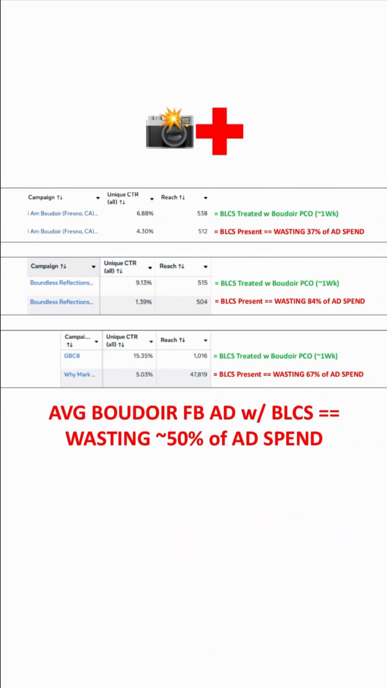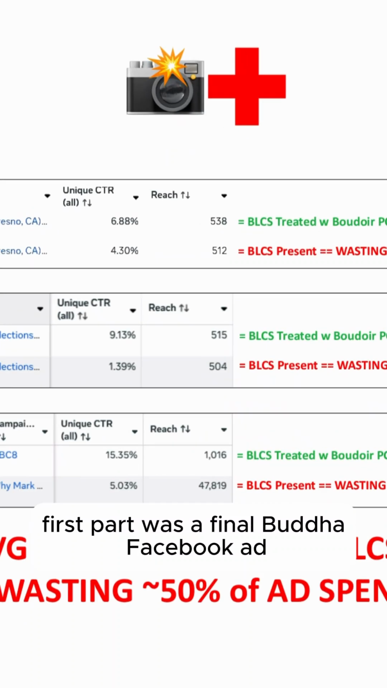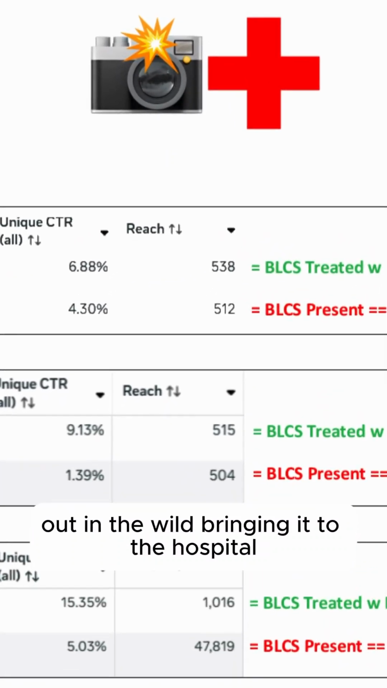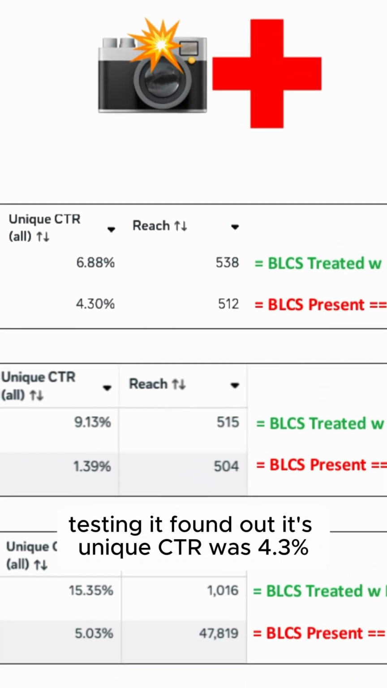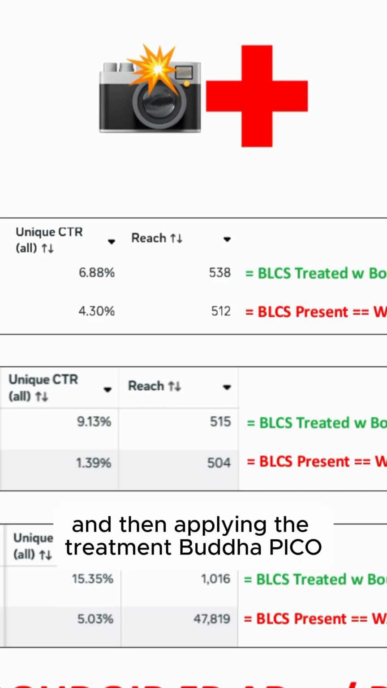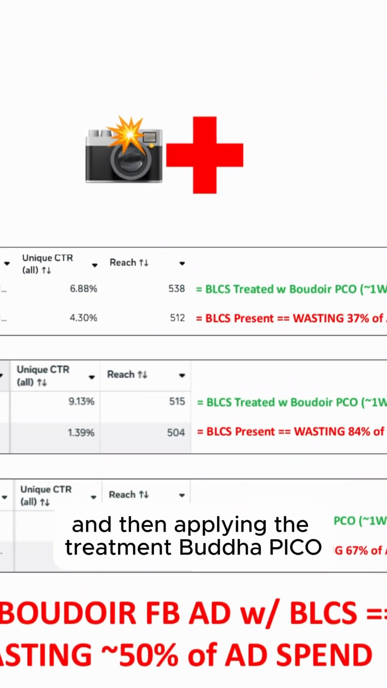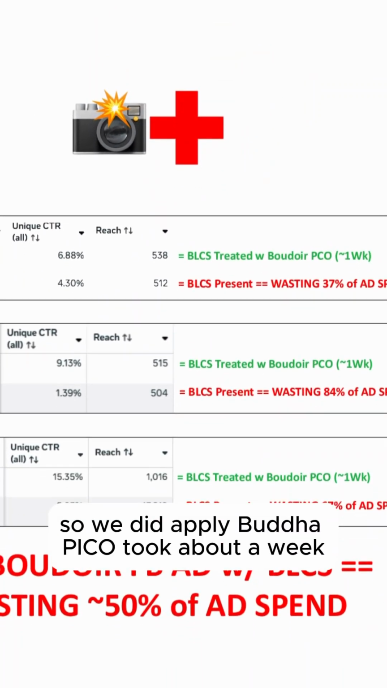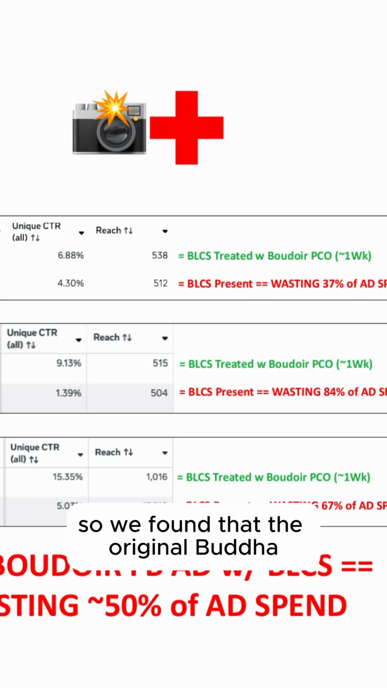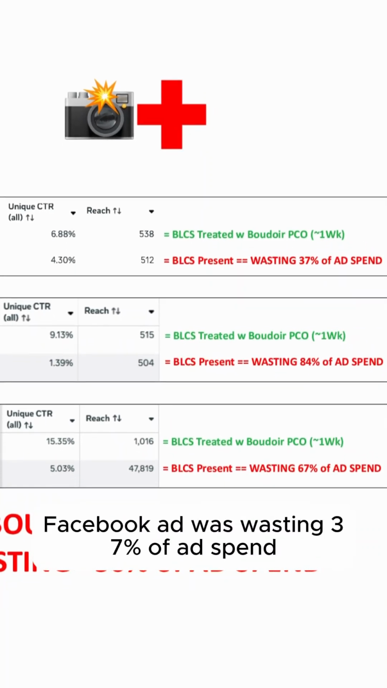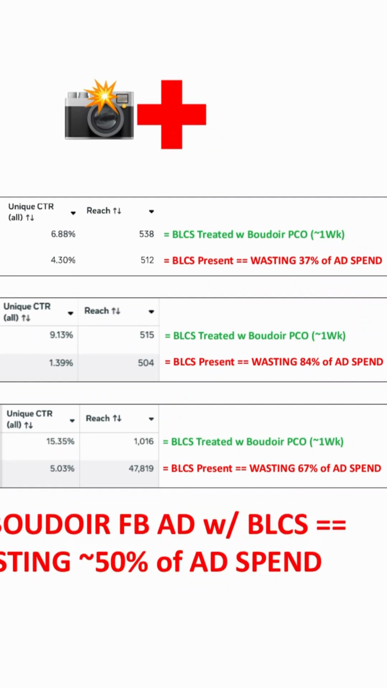So from my residency, the first part was finding a Boudoir Facebook ad out in the wild, bringing it to the hospital, testing it, and finding out its unique CTR was 4.3%, and then applying the treatment, Boudoir PICO. So we did apply Boudoir PICO, it took about a week, and we actually got the unique CTR up to 6.88%. So we found that the original Boudoir Facebook ad was wasting 37% of ad spend, literally being wasted.